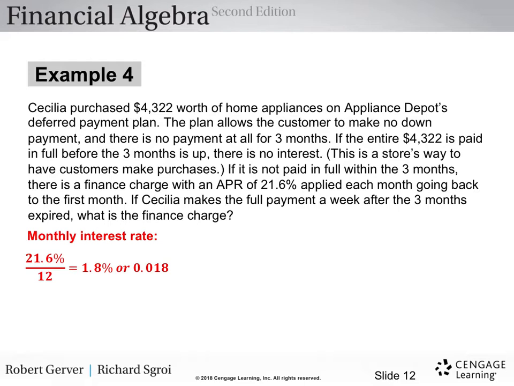So first of all, let's look at what the monthly interest rate is. We said the APR was 21.6%. Now, the monthly interest rate would be 21.6% divided by 12, which is 1.8%, or 0.018. Remember, we always convert percents to decimals when doing financial calculations like that. So each month, her interest rate is 1.8%.